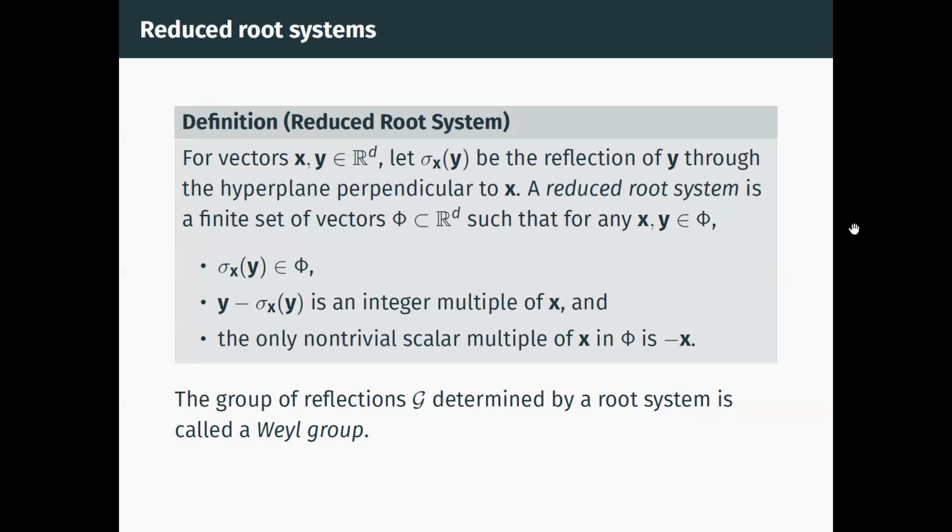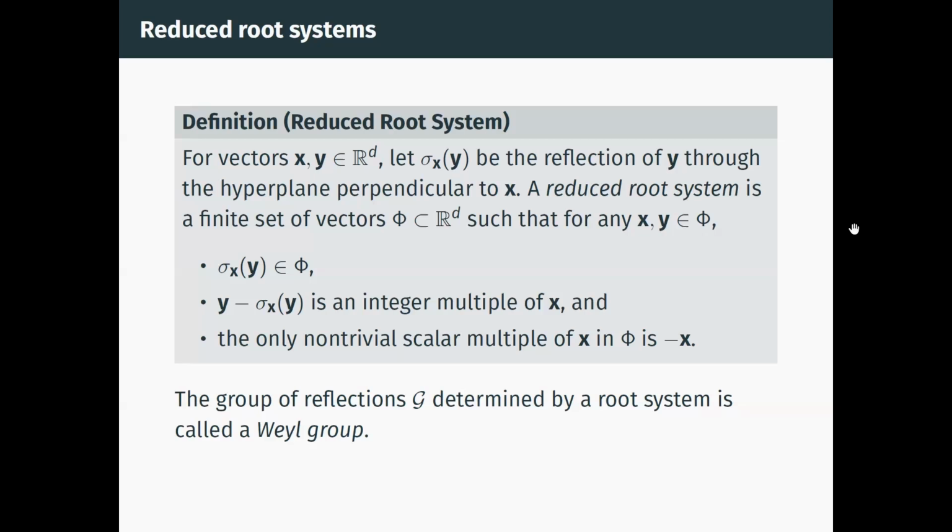But I'll throw up the definition of a Weyl group up here and a reduced root system. The idea is that you start with some vectors, and then you're going to look at reflections defined by those vectors. For each vector, you'll look at the hyperplane perpendicular to that vector, and then you'll consider reflecting through that hyperplane.